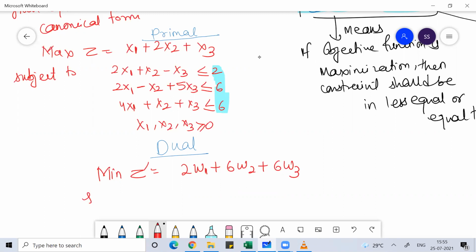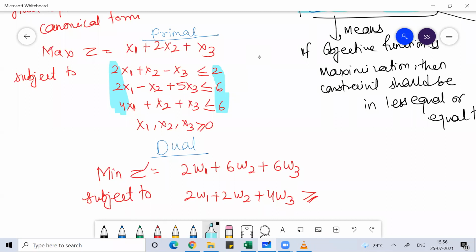Then, subject to constraints. When writing the constraints, focus on the transpose of the coefficients of the constraints. You will write 2w1 plus 2w2 plus 4w3. Now the objective function is minima, so the constraint will be greater than or equal to in canonical form. And the RHS will be the coefficient of the objective function of the primal, which is 1. Clear, everyone? Any doubt?